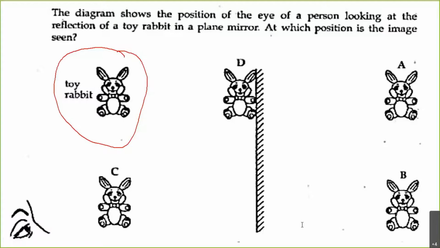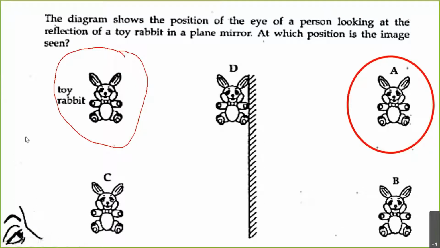A. Correct. Okay, it's definitely A. We can rule out C and D right off the bat because where are they located? In front of the mirror. Exactly. So that's not where the image of a plane mirror would be formed. Always behind the mirror for plane mirrors. So D and C were definitely out.